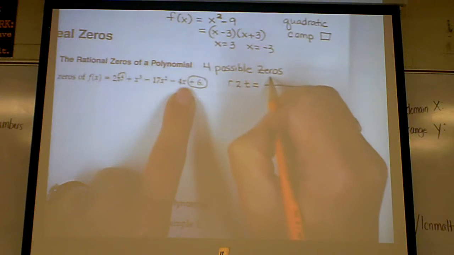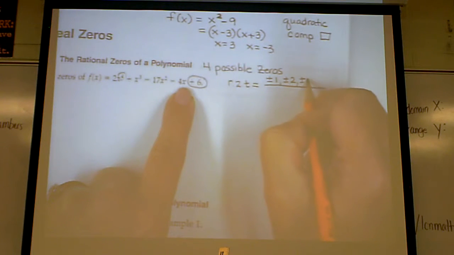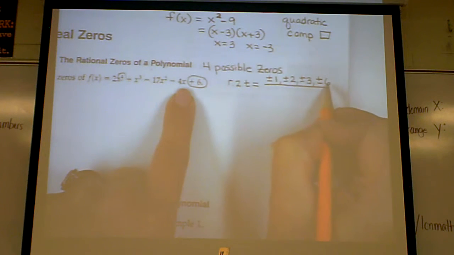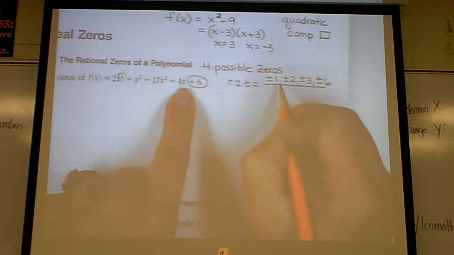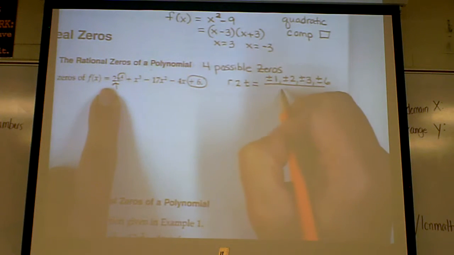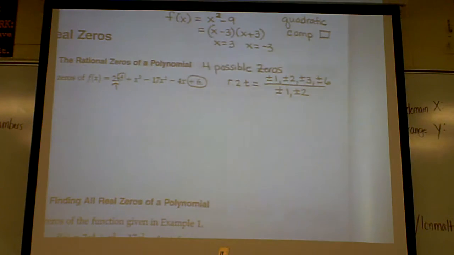The factors of 6. What numbers go into 6 evenly? 1, 2. Now see how I'm writing plus or minus? 3. Does 4 go in? Nope. But 6 does. So in other words, you're going to take every number that can go into 6 evenly, which are 1, 2, 3, and 6, and it's pluses and minuses. Then what you're going to do is take your leading coefficient, which is a 2, and what are the factors of 2? It's 1 and 2. You guys remember doing this last year? Yeah. Okay.